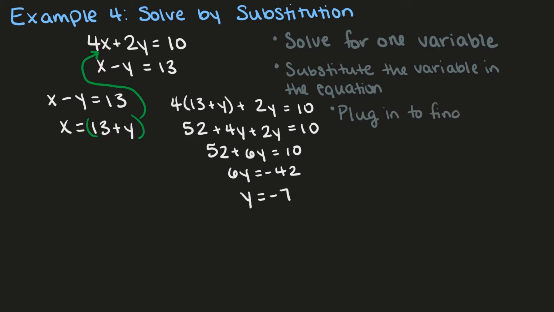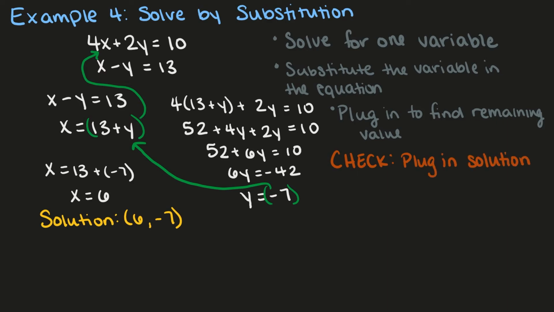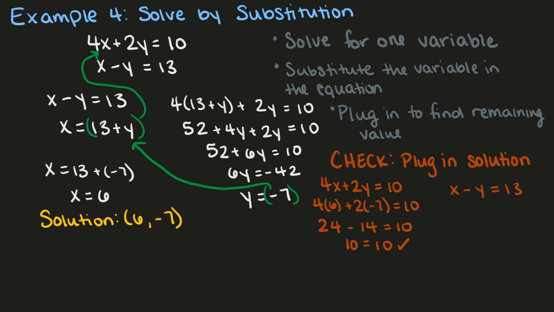Lastly, we'll plug this back in to find our x value. We'll use x equals 13 plus y and plug -7 here. So x equals 13 plus -7, or x equals 6. And our solution is 6, -7. The last step is to check to make sure we have the correct solution. So we'll plug this back into each of our equations. Plugging this in proves that we have the correct solution.